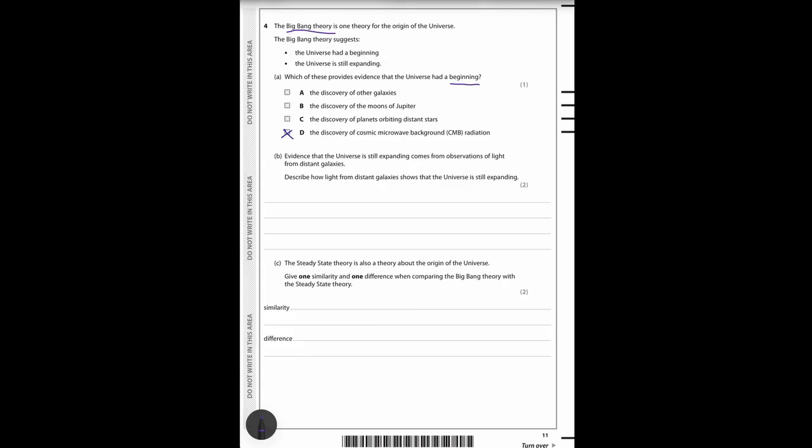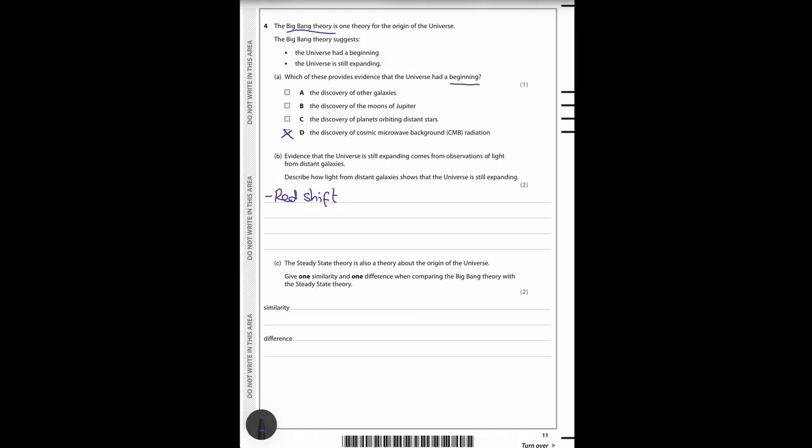Okay, so now this is my opportunity that I've been waiting for to say something about redshift. So it's how does light from different galaxies show the universe is still expanding? I've identified this as a redshift question. So straight away, I'm just going to use the key term in there, redshift. Hopefully, by using the key term, this is going to be a separate marking point, and I'm going to get the mark for that.